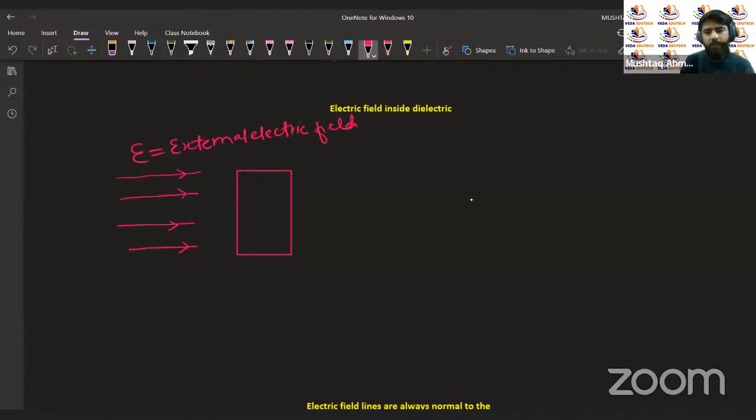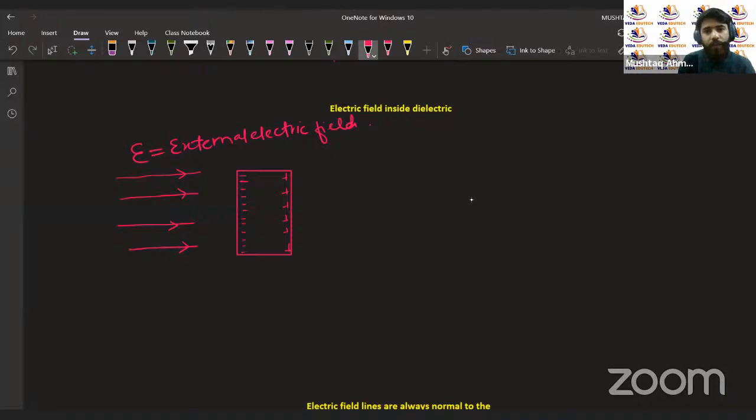Because of the polarization of this dielectric slab, this side will become slightly negatively charged because of the external electric field, and this side is going to be slightly positively charged because of the law of conservation of charge, because the net charge initially on this dielectric was zero. So if there is an induced negative charge on the left hand side, then there must be the same amount of positive charge on the right hand side, right?